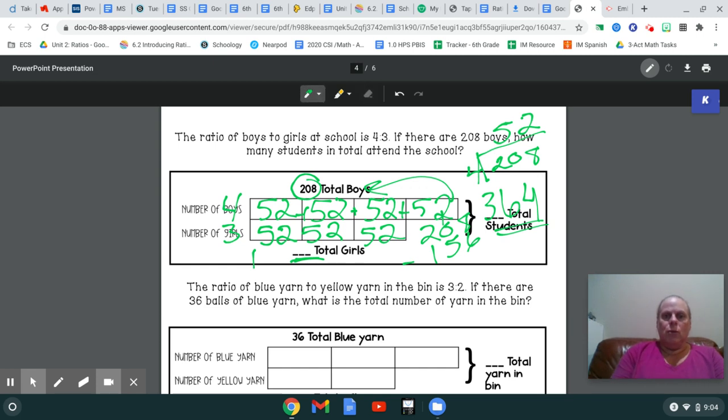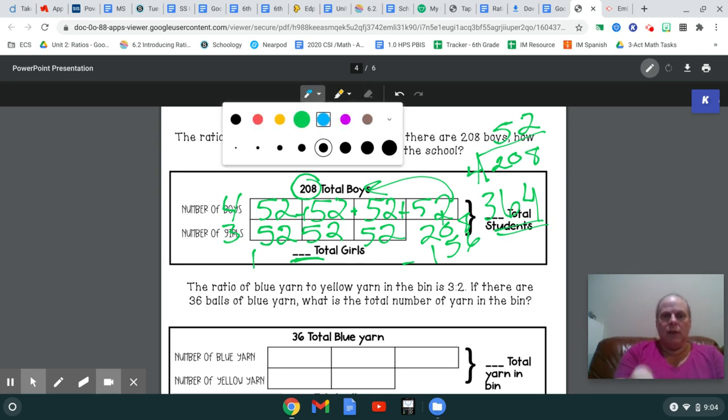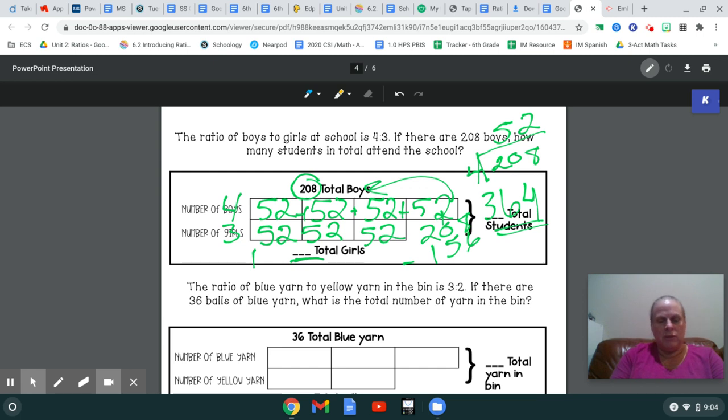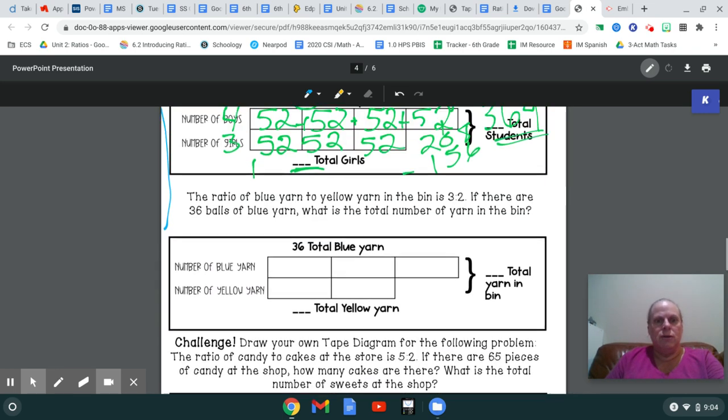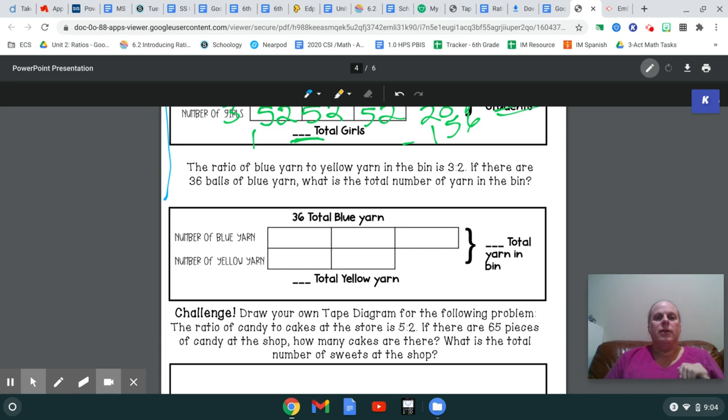Alrighty, let's go back. Let's use a different color. I like changing up the colors. I think they're kind of pretty. The next question, the ratio, oops, and I just wrote on there. The ratio, oh, where'd it go? Here we go. The ratio of blue yarn to yellow yarn in the bin is 3 to 2.